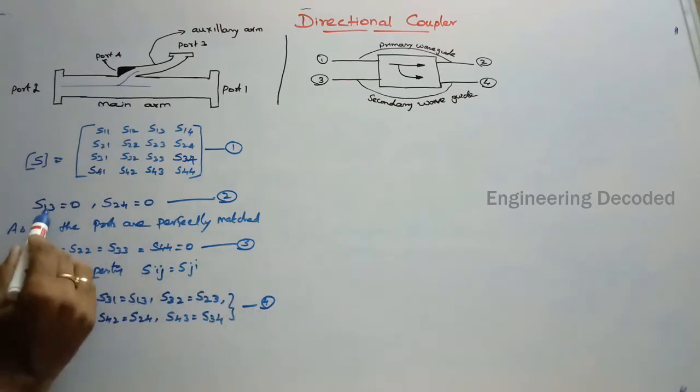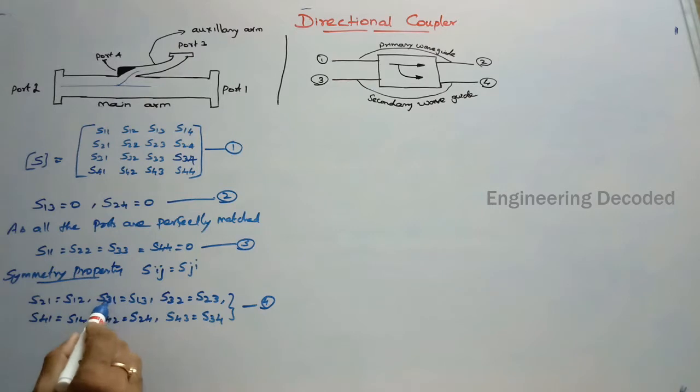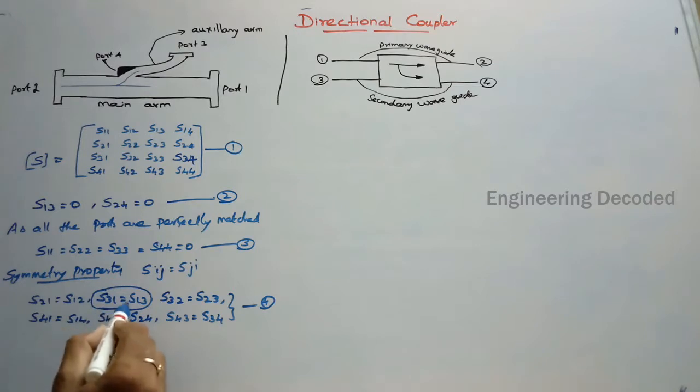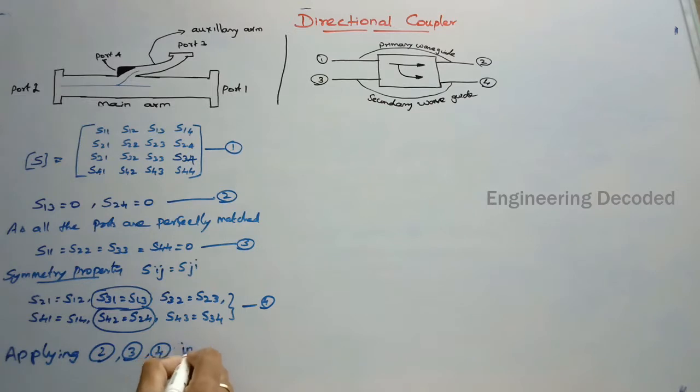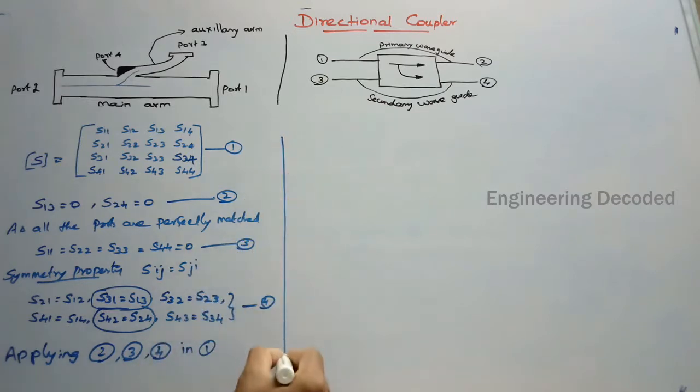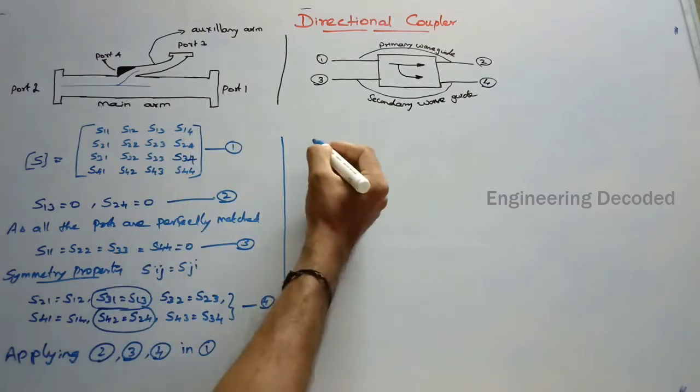We can see here, S13 is equal to 0. We have S13 is equal to S31. So this is going to be 0. Similarly, S24 is equal to 0. Here we have S24 is equal to S42. So this is also going to be 0. Now we can apply these conditions in equation number 1. So applying equations 2, 3 and 4 in 1, we can apply these conditions here.